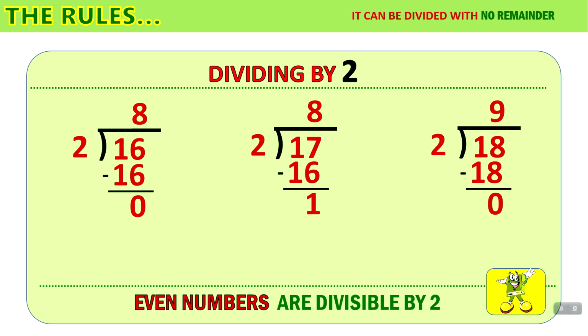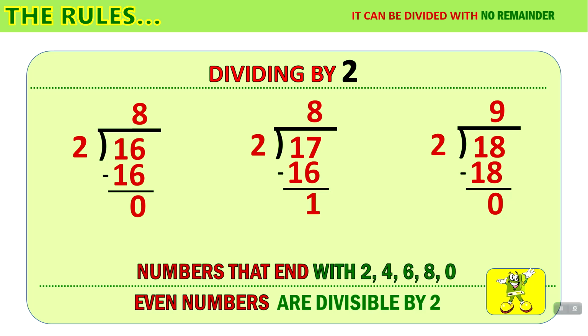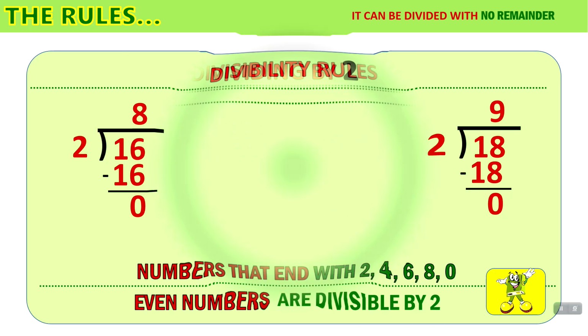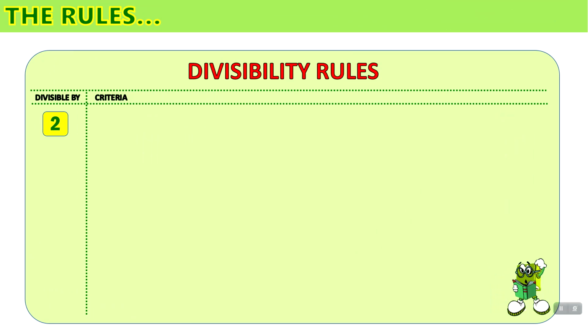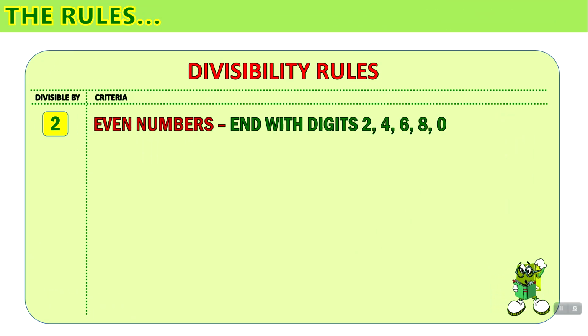And so even numbers are divisible by 2, meaning we can take even numbers, divide them by 2, and our remainder will always be 0. These are the numbers that end with 2, 4, 6, 8, or 0. So the first rule is, if a number is divisible by 2, it means it has to be an even number. Those are the numbers that end with the digits 2, 4, 6, 8, or 0.